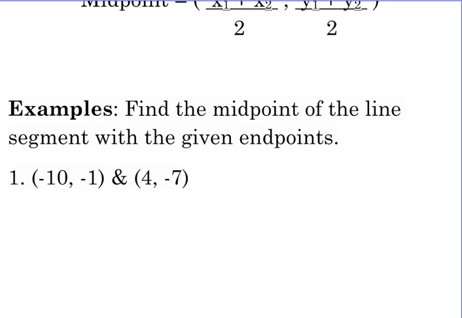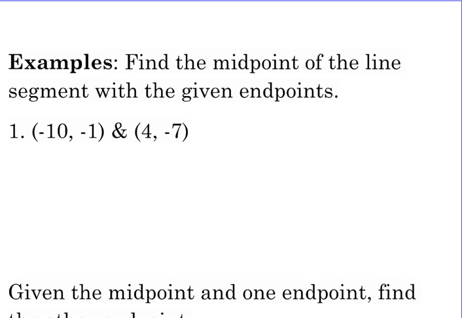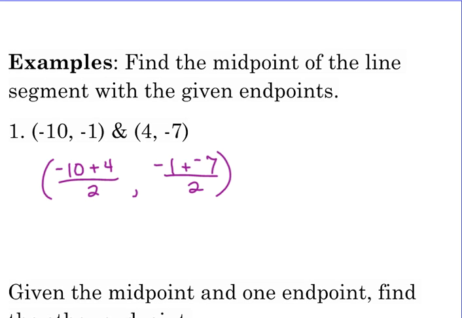So let's just look at a simple example here. Find the midpoint of the line segment with the given endpoints. So number 1 there on your worksheet. Okay, if we're finding the midpoint here, then we add the x values together, divide by 2. We add the y values together and divide by 2. And then we're going to simplify. Negative 10 plus 4 is negative 6. Negative 6 divided by 2 is negative 3. Negative 3 is halfway between negative 10 and positive 4. It's 7 units from each one.